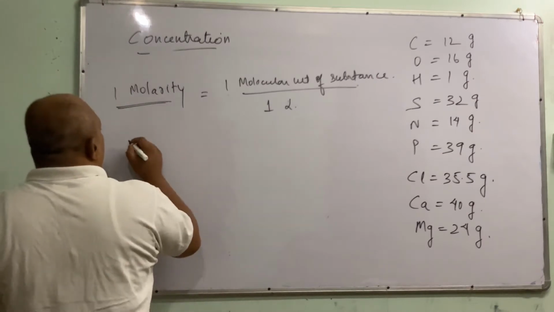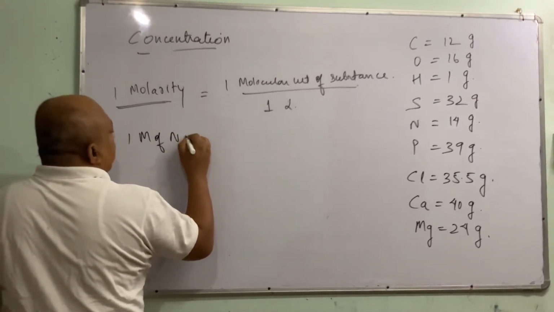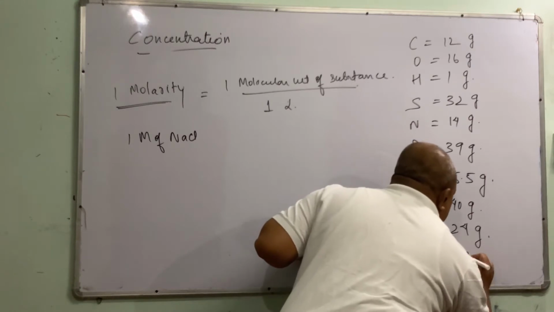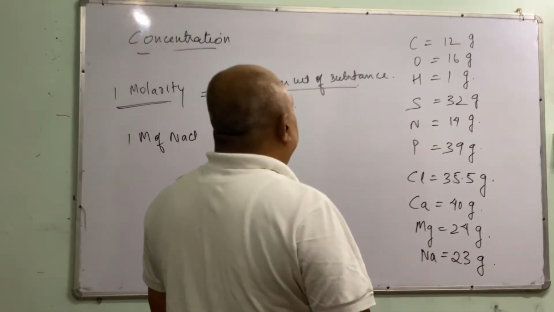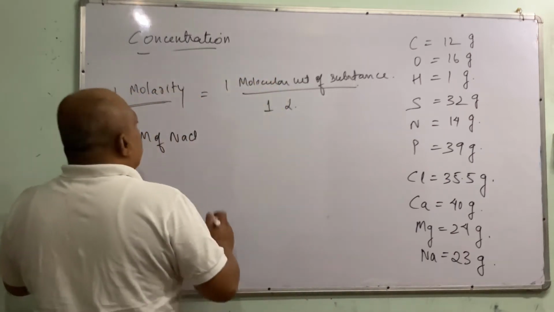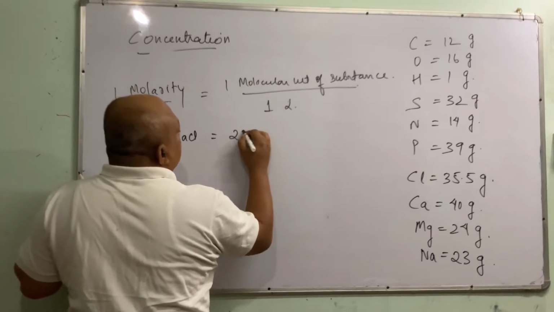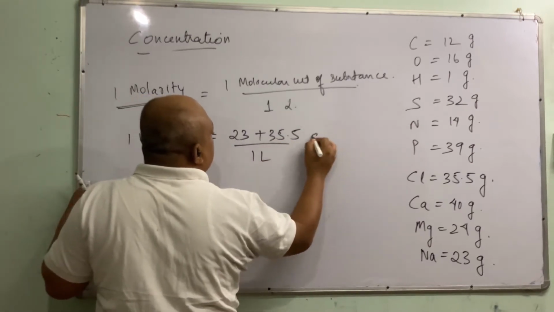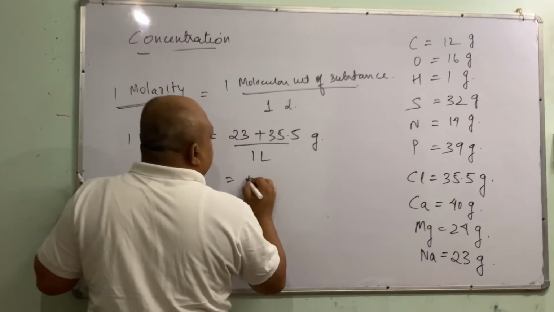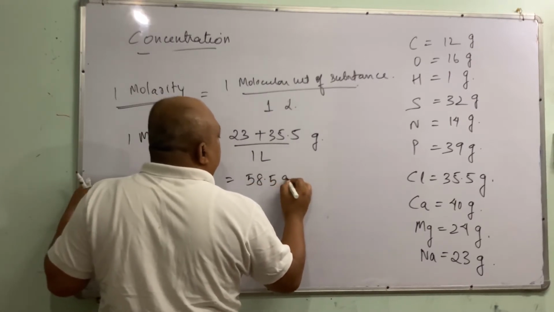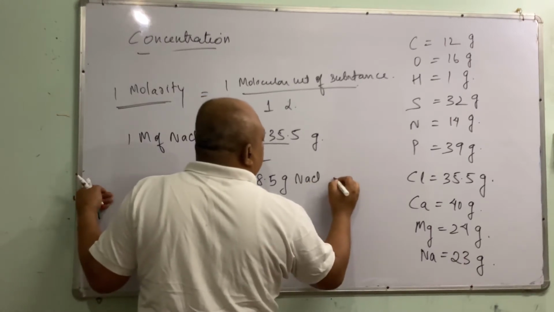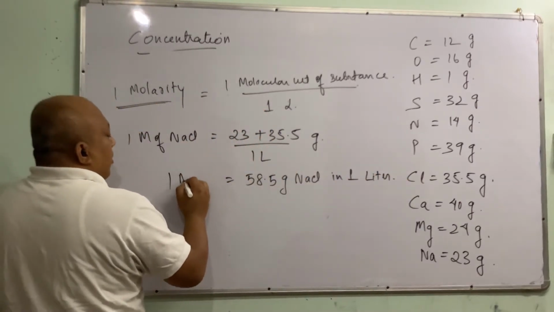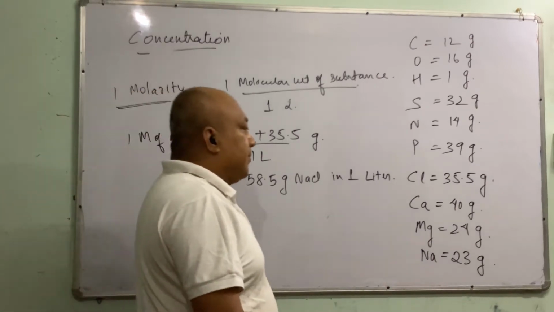Now, if I say, what is 1 mole of sodium chloride? I missed it, sodium, right? Sodium is equal to 23 gram. So 1 mole of sodium chloride means you take 23 gram of sodium plus 35.5, that is 58.5 grams of NaCl dissolved in 1 liter. This is nothing but 1 mole NaCl. Is it okay? Clear?